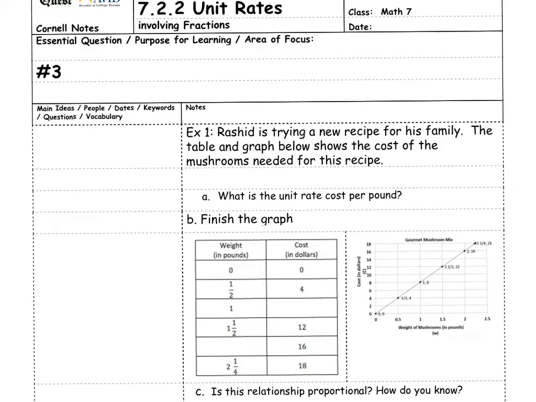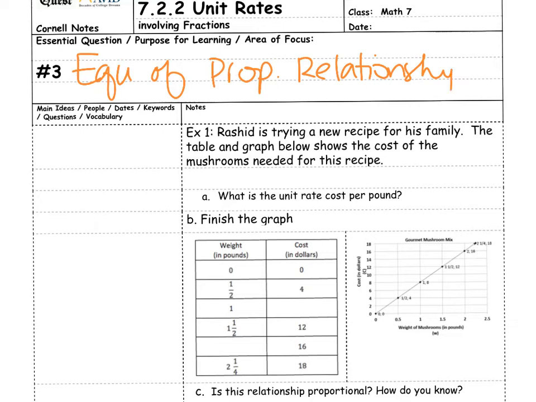So today's lesson is equations of proportional relationships. And remember, our main focus for this entire unit is unit rates with fractions. So as we work through today, we're definitely going to encounter some fractions.